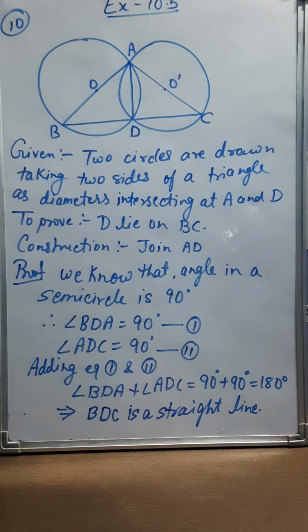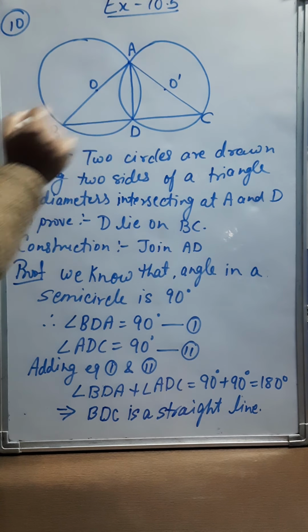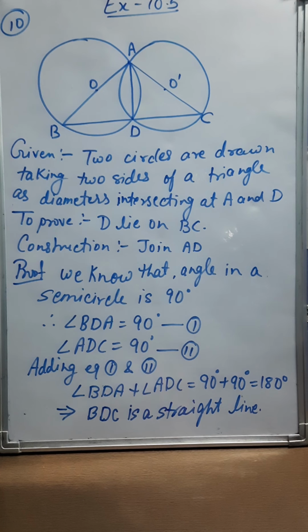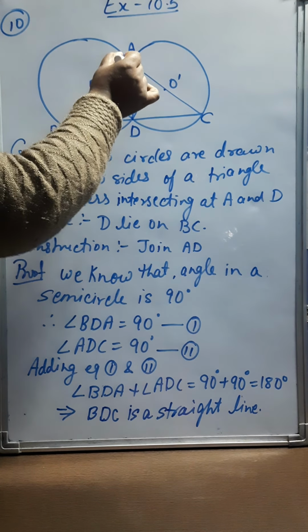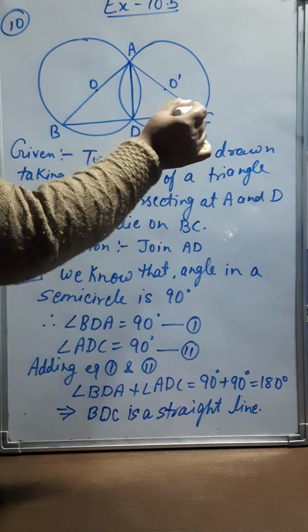We have to show that the intersection point of these two circles, which is D, lies on the third side BC. So for that we will join AD. You see here carefully, by joining AD we get angles BDA and ADC.